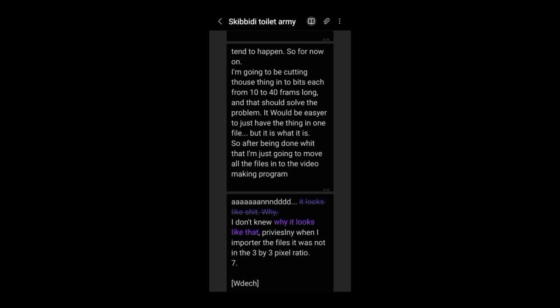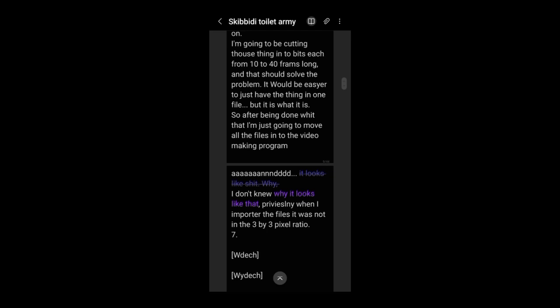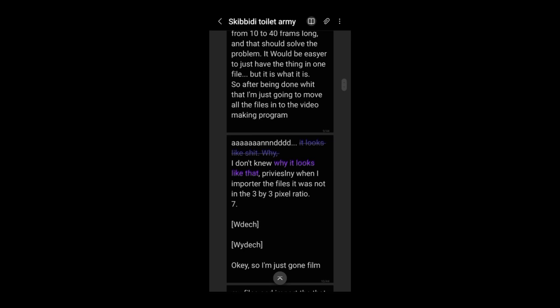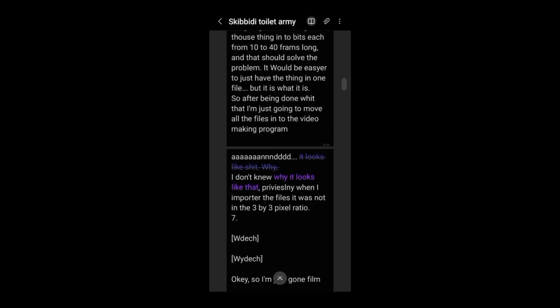So after being done with that, I'm just going to move all the files into the video making program and slight pause. I don't know why it looks like this. Previously, when I imported the file, it was not in the 3:3 ratio.